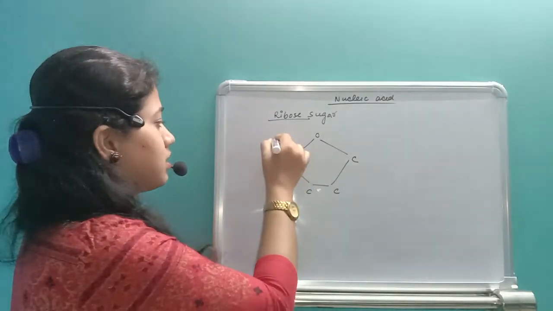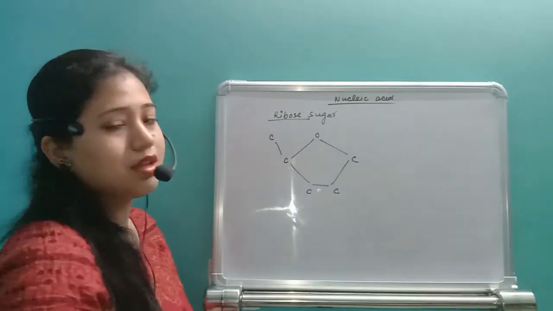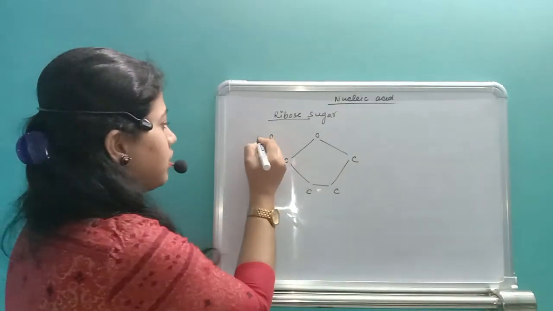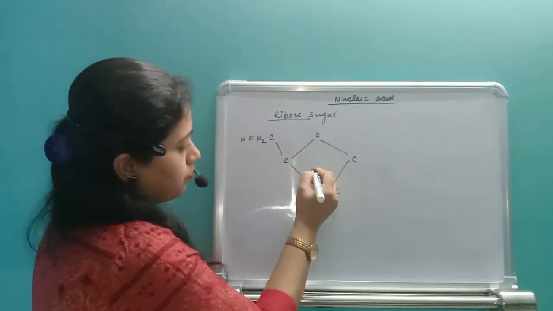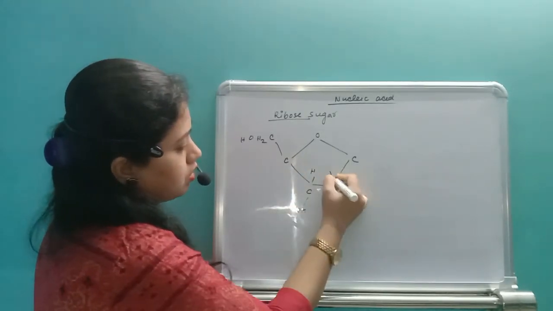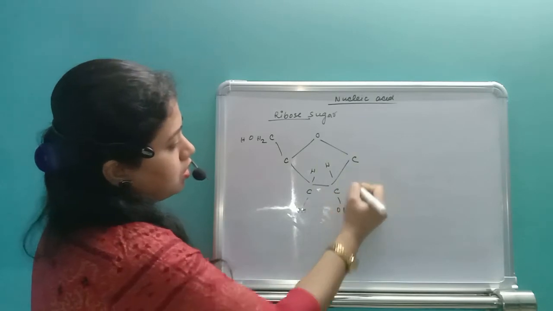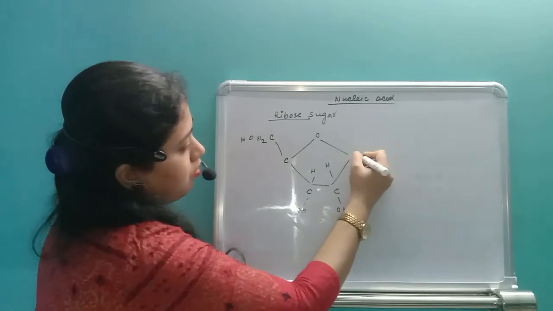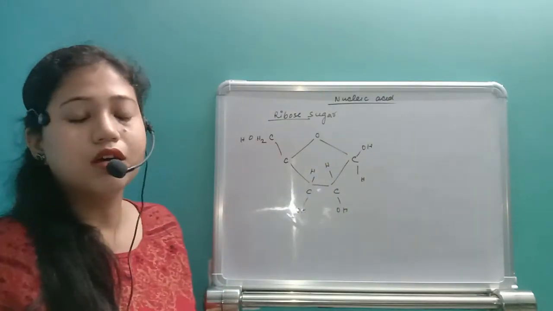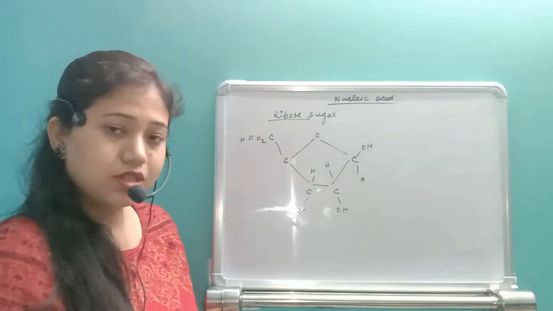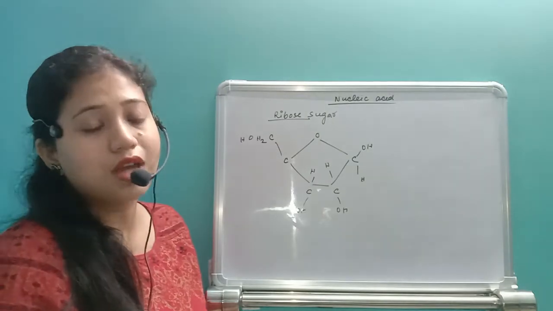The fifth carbon is attached to the fourth carbon as an R group. Okay, so here we will write CH2OH. Here it is H and OH, here it is H and OH, here it is OH, here it is H. Okay, so this is the ribose sugar. So this is the pentose sugar found in the RNA.